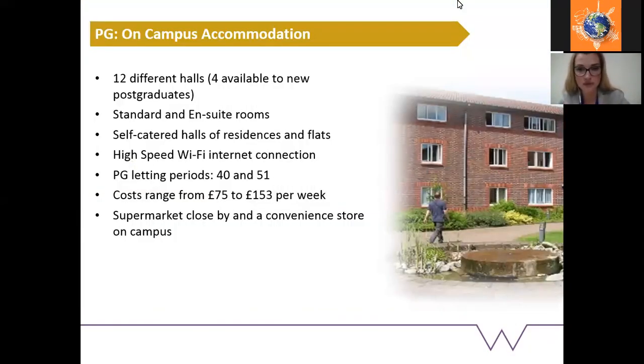We've got a variety of different ensuite and standard rooms. Ensuite, your shower and toilet will be in your room, which is always nicer. But if you want to save, you might want to share, which I did, to be honest. I had shared toilets with boys, which sometimes didn't work properly, but what can you do? It's always cheaper.